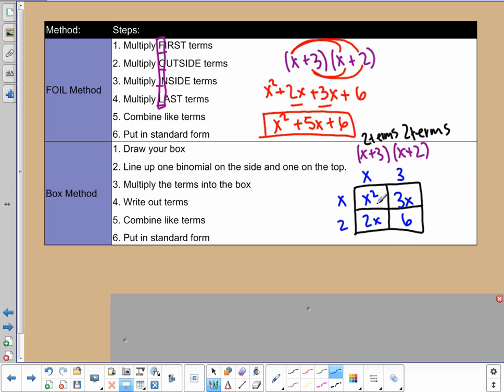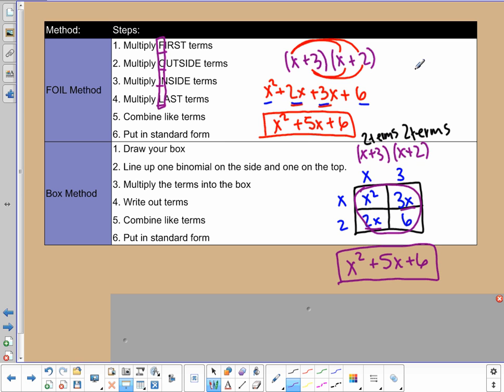Now notice that those 4 terms inside the box, those products, are the same products that you got when you were foiling. X squared, 2x, 3x, and 6. Then I need to take these products and combine any like terms. I see a 2x and a 3x, which is 5x. The squareds alone, the constants alone, so x squared plus 5x plus 6, and that is my standard form.